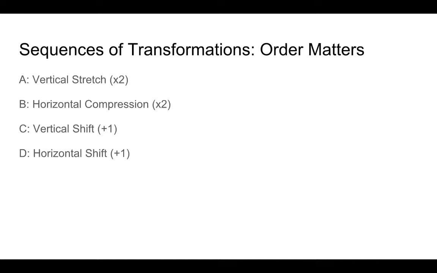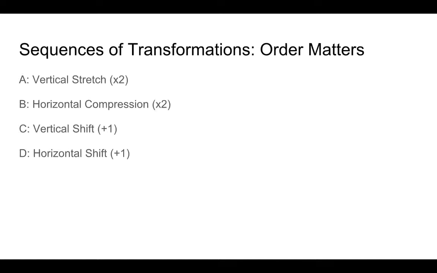So let's imagine that you've come to the conclusion that you have four different types of transformations happening. We'll say we have a vertical stretch where it's a times 2 situation, a horizontal compression, that's also a times 2 situation, a vertical shift, we'll say in this case is a +1, and then a horizontal shift that's also a +1. So on the vertical shift, of course, the +1 means we're moving up 1 in the y direction, and the horizontal shift +1 means that we're moving to the left 1.